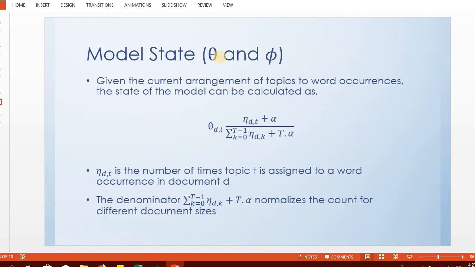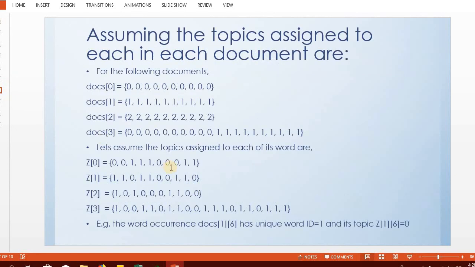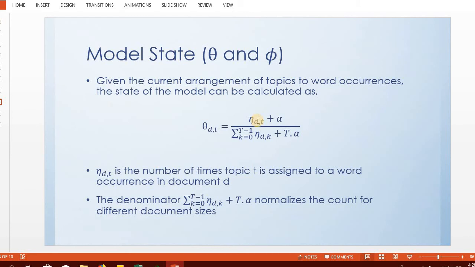Next, we see theta and phi. Theta and phi are 2D arrays or matrices, and here eta dt represents the count of the topic T in the document D. So if we get back over here, the presence of topic 0 in document 0 is 5. We have 2 zeros over here and 3 zeros over here. Similarly, the count of topic 1 in document 0 is also 5. So this is what it means: what is the frequency of a topic in a document?